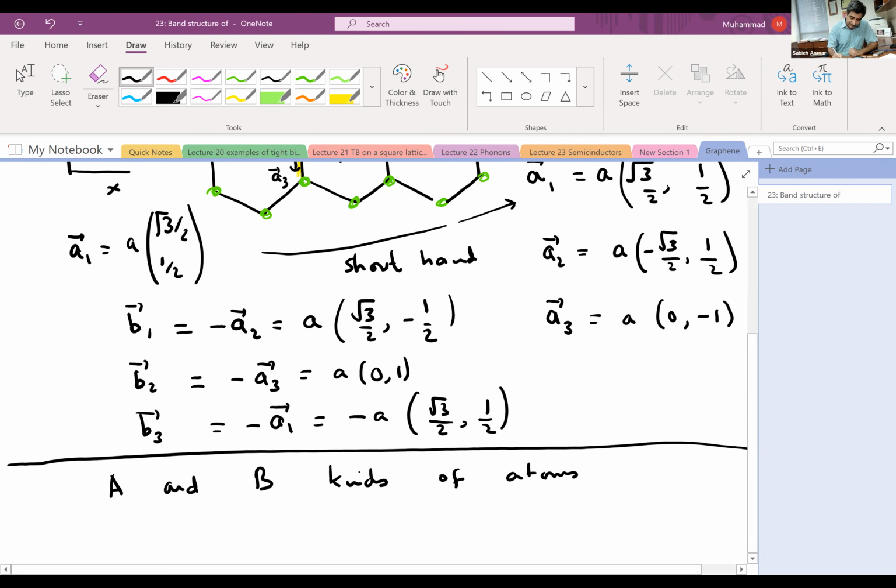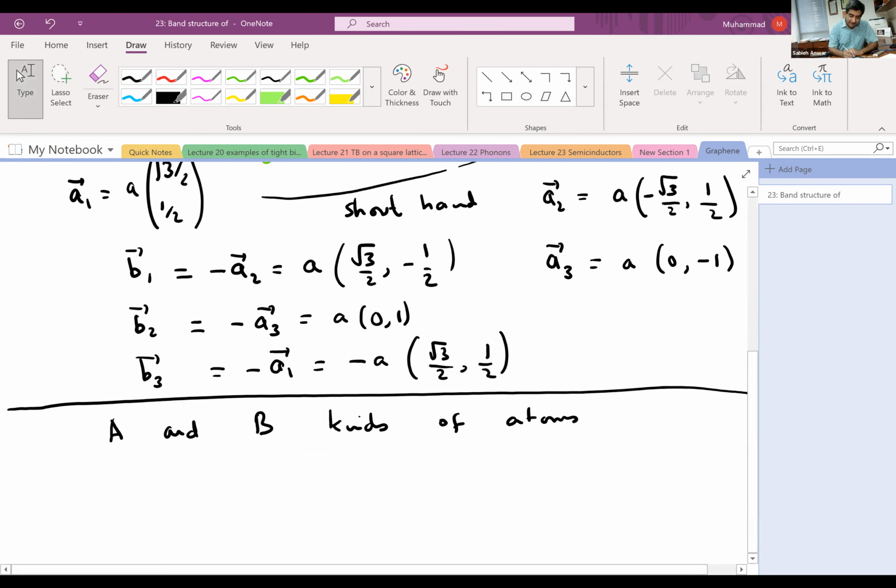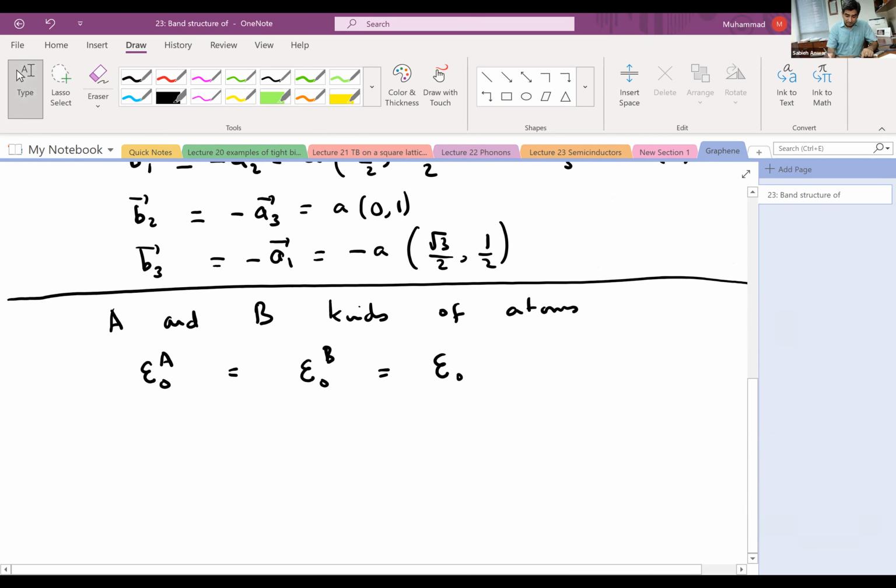And the good thing is that the self energy for an electron existing on A and B is the same. Let's call it simply E naught. All right, so if I were to find a trial solution and project it onto an A atom, and then project it onto the B atom, I can get two simultaneous equations. And by extension to what we've learned so far in the diatomic tight binding model, our equations look like the following.